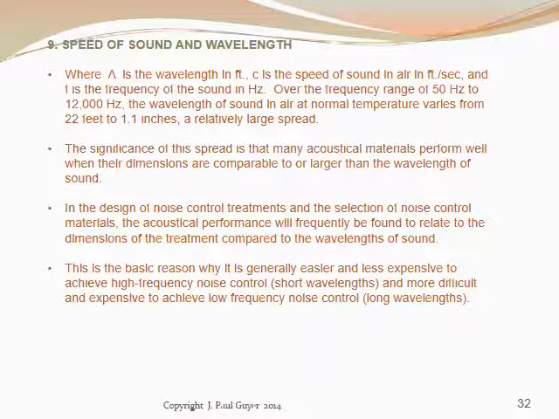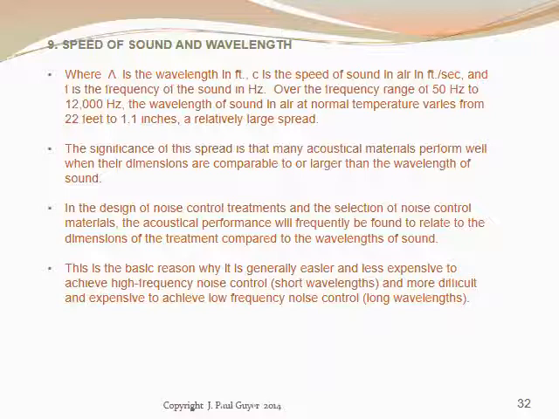Where lambda is the wavelength in feet, C is the speed of sound in air in feet per second, and f is the frequency of the sound in hertz. Over the frequency range of 50 Hz to 12,000 Hz, the wavelength of sound in air at normal temperature varies from 22 feet to 1.1 inches, a relatively large spread. The significance of this spread is that many acoustical materials perform well when their dimensions are comparable to or larger than the wavelength of a sound. Thus, a 1-inch thickness of acoustical ceiling tile applied directly to a wall is quite effective in absorbing high-frequency sound, but is of little value in absorbing low-frequency sound.